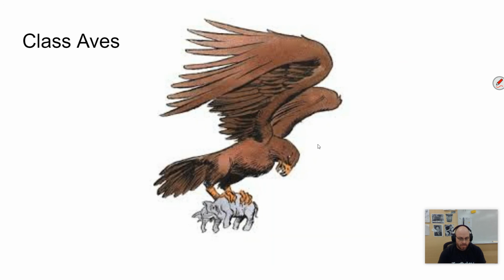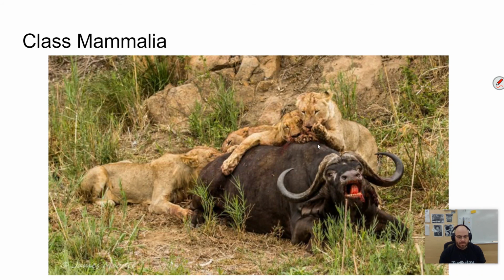Man, that bird picture, though. Class Aves, these are birds. That is a picture from the Monstrous Manual, 2nd edition, AD&D. And then mammals.